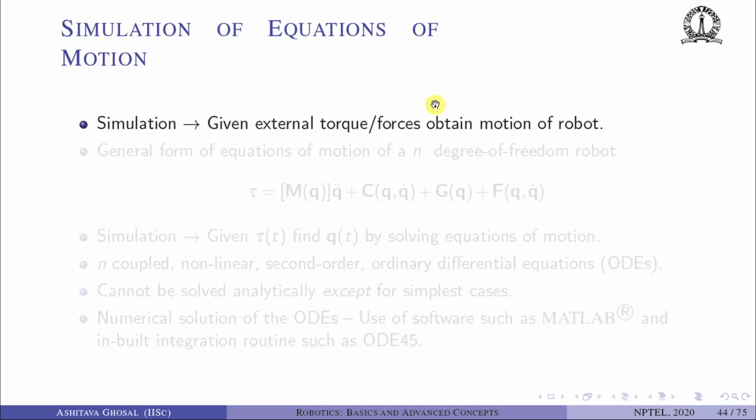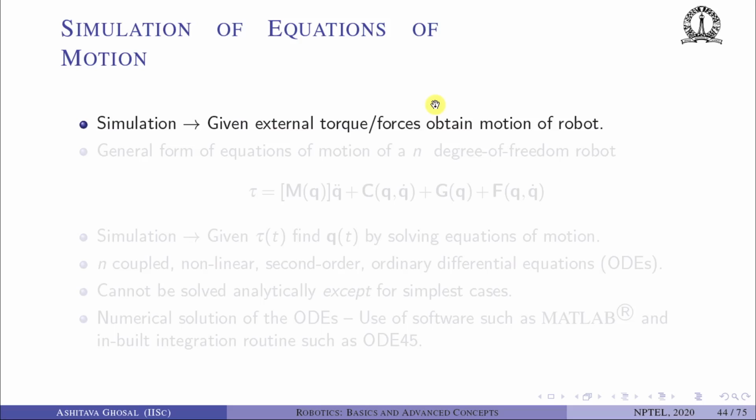So this is a simple problem. As I showed you as an example, it can be very easily done. There is nothing much to it. We just do substitution. The simulation of the equations of motion, on the other hand, is more interesting and a little bit more challenging. So what is the problem in simulation?